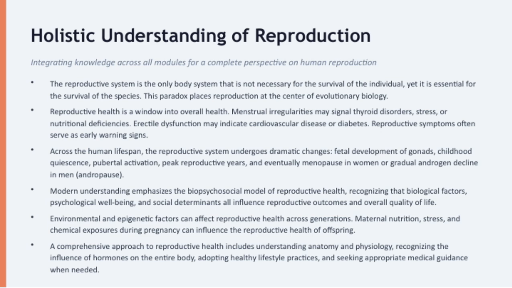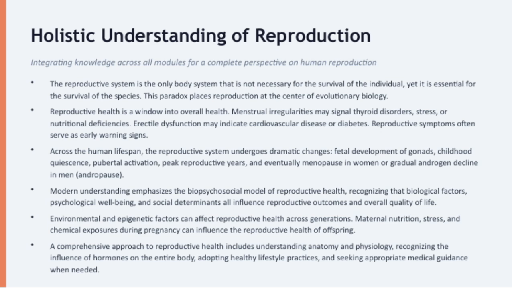Throughout our lives, the reproductive system undergoes some dramatic changes. It begins with fetal development of gonads, then moves into a quiet phase during childhood. When puberty hits, the system is activated again, leading to peak reproductive years. As women approach menopause or men experience a gradual decline in androgens, sometimes called andropause, these phases mark significant transitions.